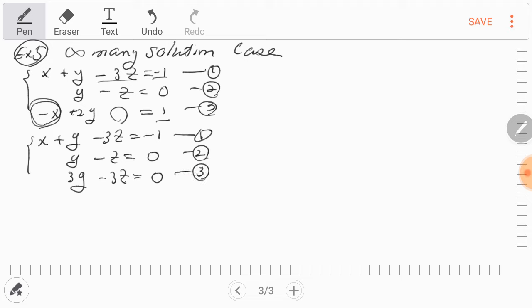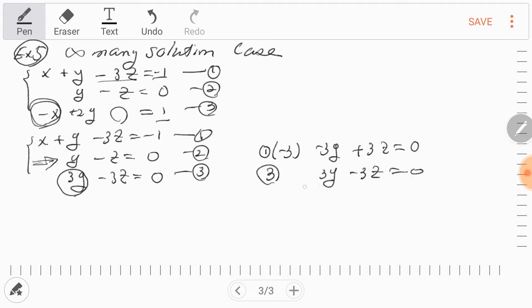So using the second equation and the third equation, let's eliminate. Using the second equation, let's eliminate 3y from the third equation. So why don't we multiply the second equation by negative 3 so that the coefficient of y is negative 3. So negative 3y plus 3z equals 0 times negative 3 is 0. And the third equation is 3y minus 3z equals 0. Add these two equations, cancel out the y term, cancel out the z terms. So 0 equals 0. The third equation is 0 equals 0.